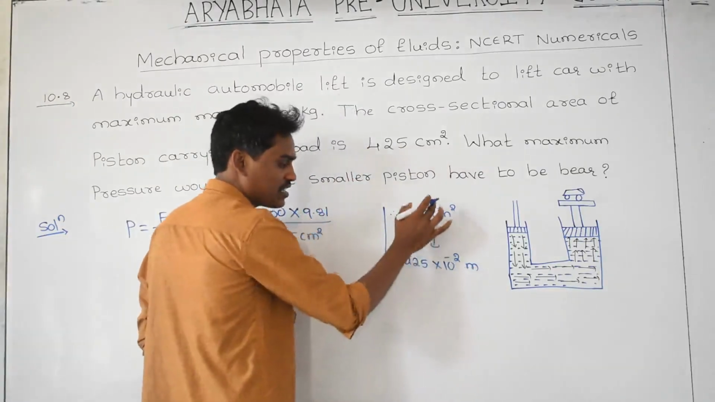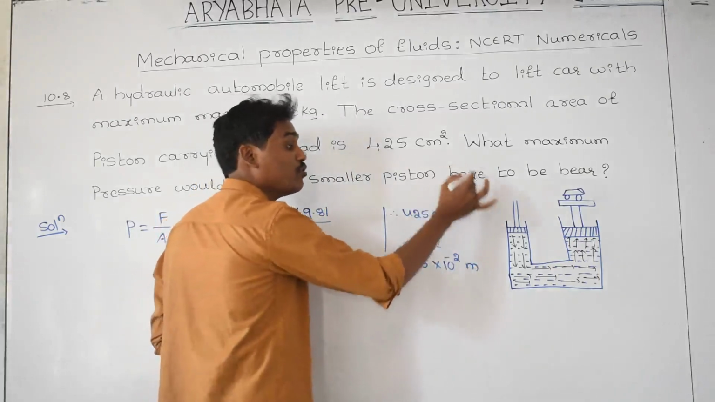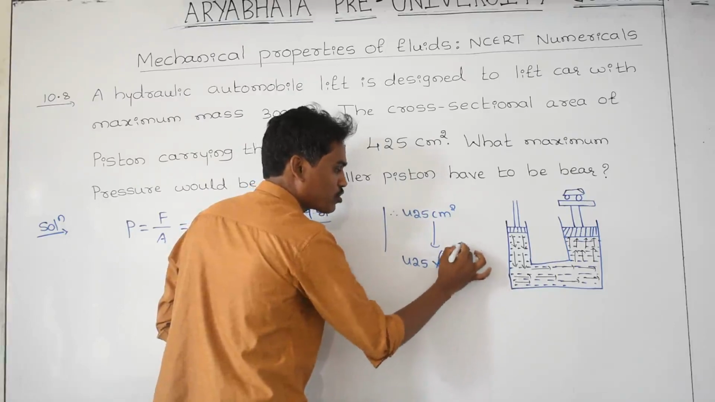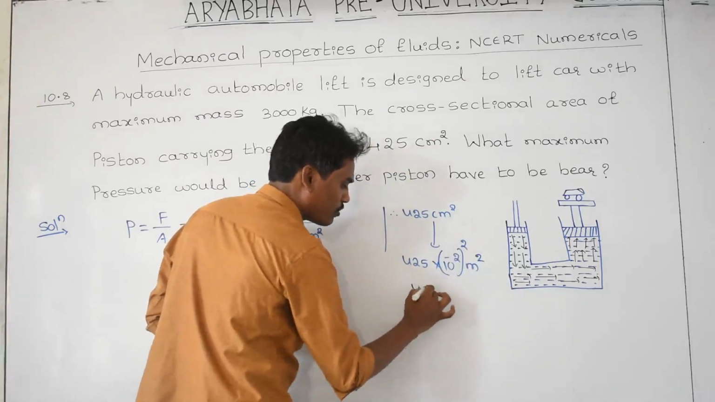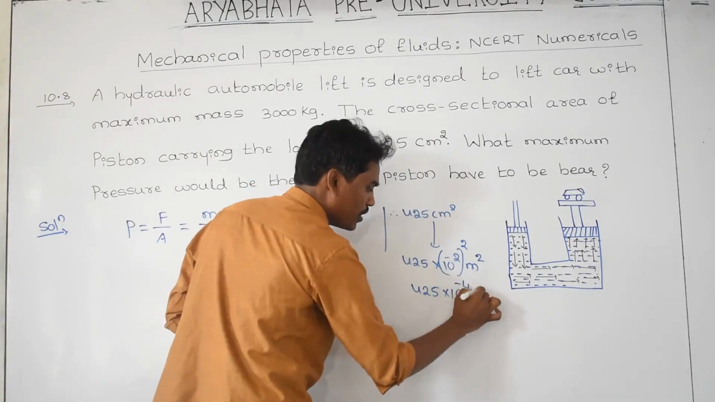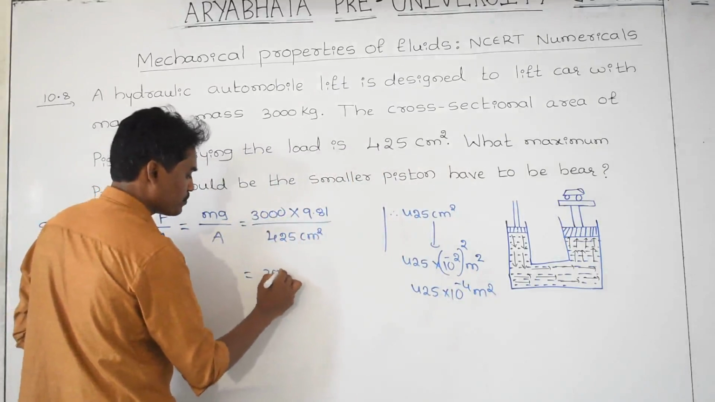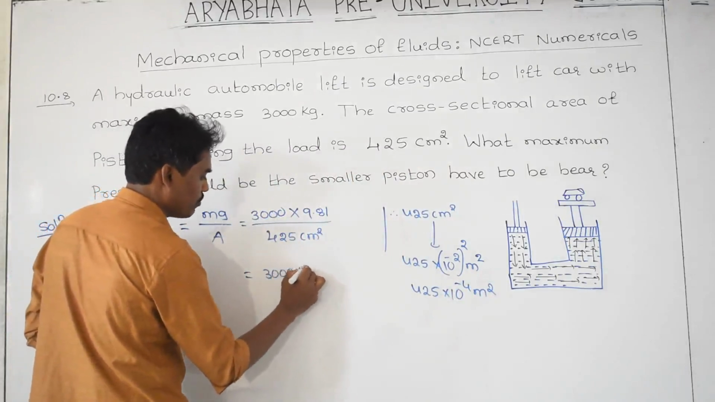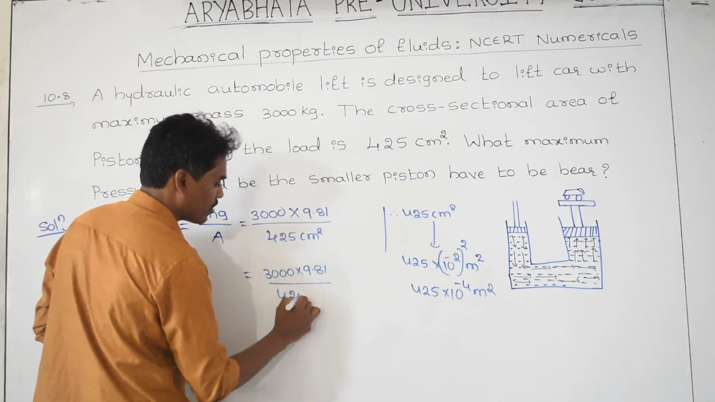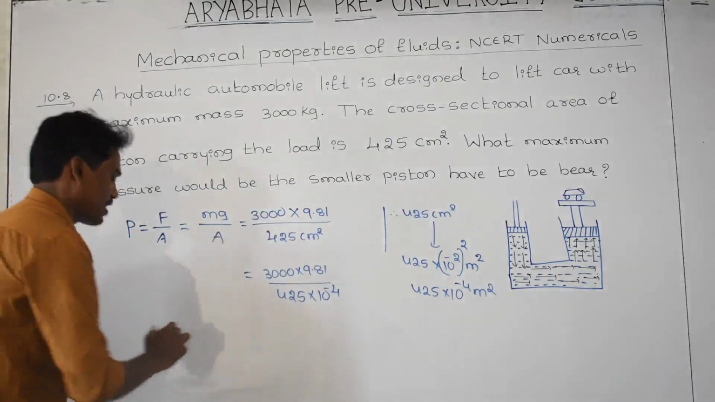Now centimeter is getting converted into meter, but I want centimeter square into meter square. Therefore, if you want meter square, take the square, that is 425 into 10 to the power of 2 into 2, minus 4 meter square. And here substitute 3000 into 9.81 divided by 425 into 10 to the power of minus 4 meter square, and calculate the answer.